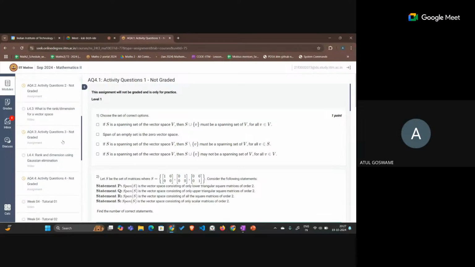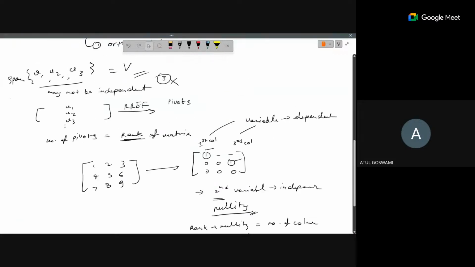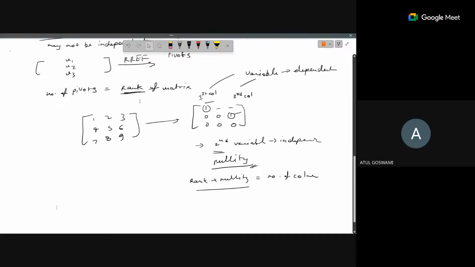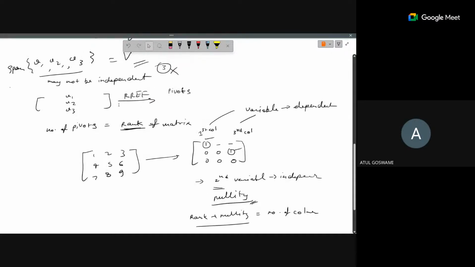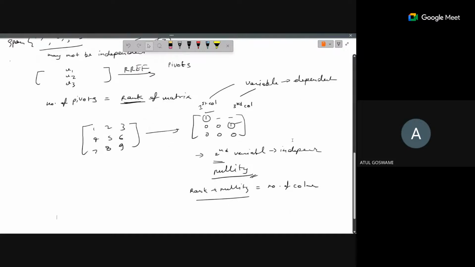One thing actually remaining is Gaussian elimination. I think I have covered it. This process is called Gaussian elimination: finding the independent variables and dependent variables. So using Gaussian elimination, we can find the dimension.